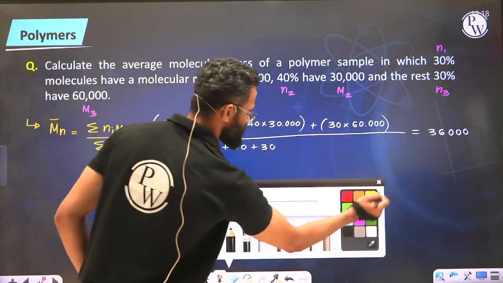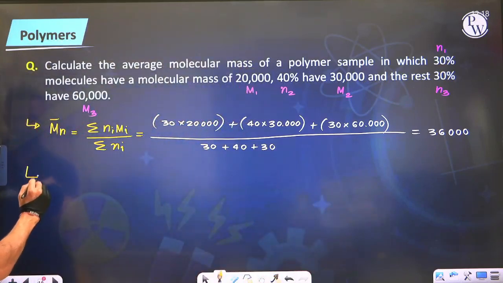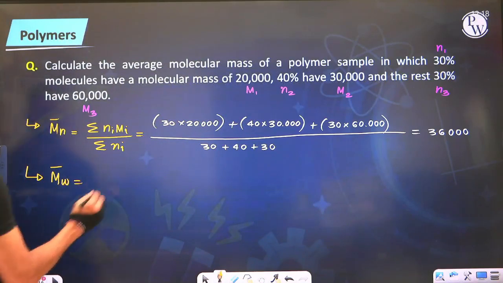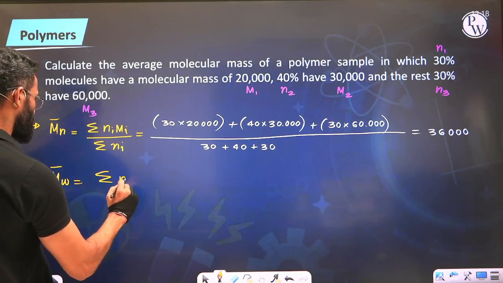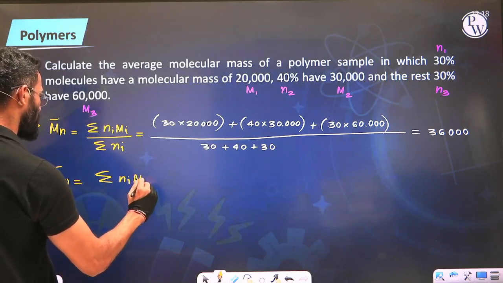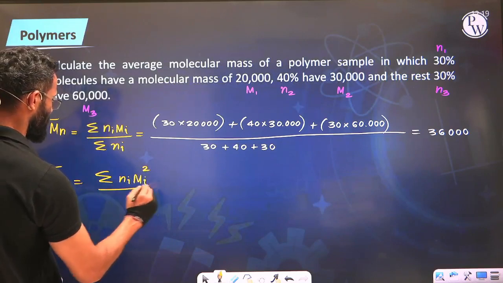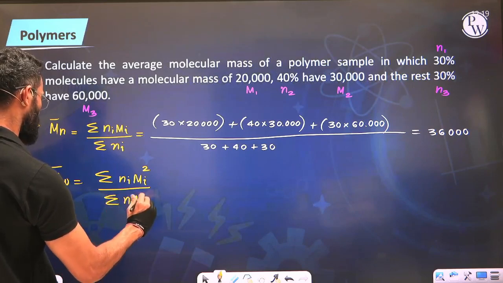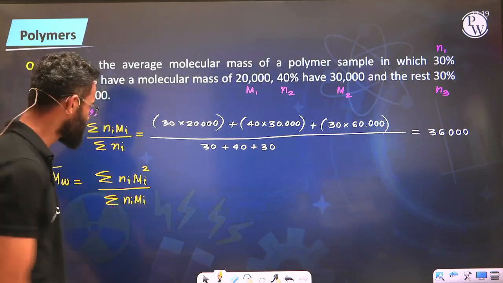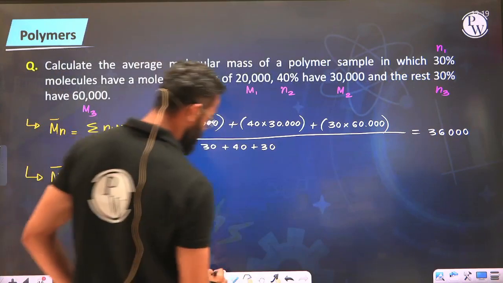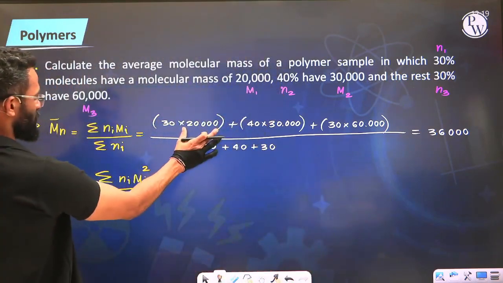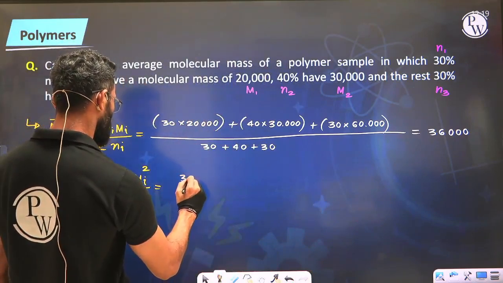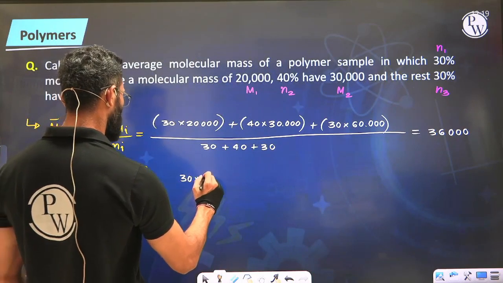Now likewise, suppose you calculate the weight average molecular mass, M bar w. It will be what? The summation of Ni and the square of molar mass, Mi square, divided by the sum of Ni into Mi, meaning the total mass of all the polymeric units. So the only difference is that the 20,000 that we have taken, we'll have to take the square of that. So this is basically 30 into the square of 20,000.